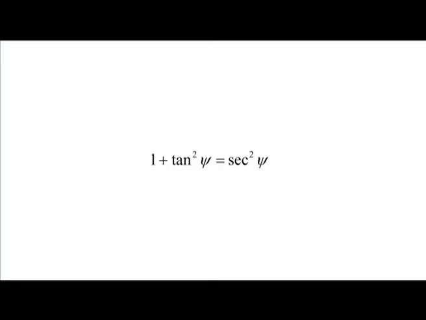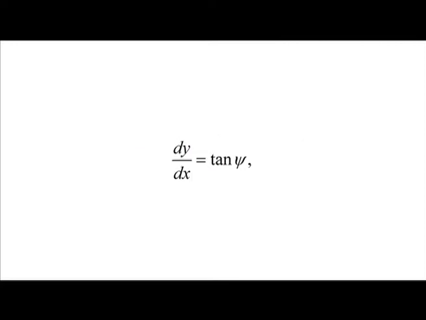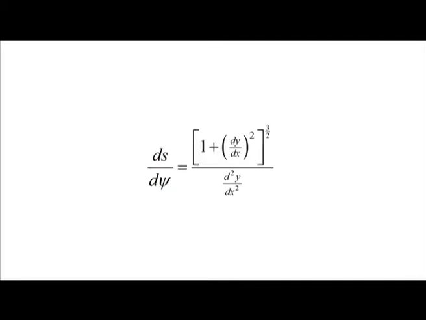Using the trigonometric identity 1 plus tan square psi is equal to sec square psi, we may write the above equation into the form ds by d psi is equal to sec cube psi by d square y by dx square, which is equal to 1 plus tan square psi all raised to 3 by 2 all divided by d square y by dx square. Since dy by dx is equal to tan psi, the above can be written in the form ds by d psi is equal to 1 plus dy by dx all square all raised to 3 by 2 all divided by d square y by dx square.